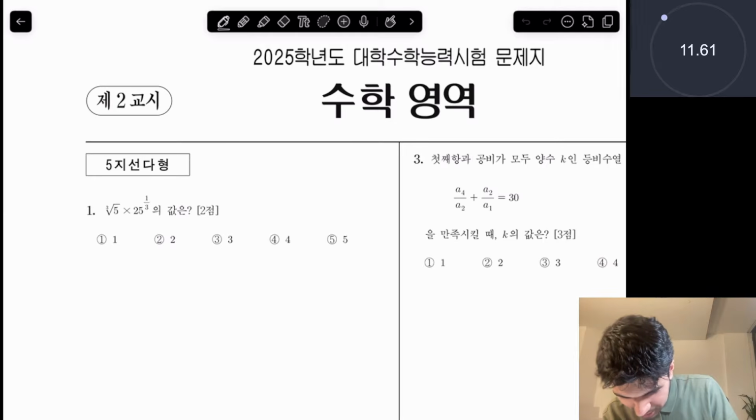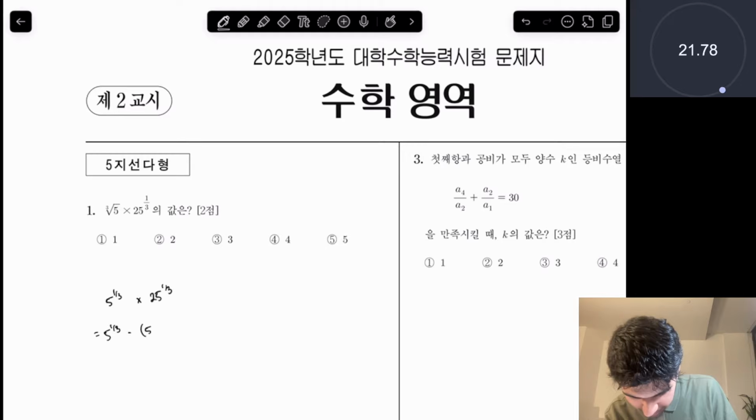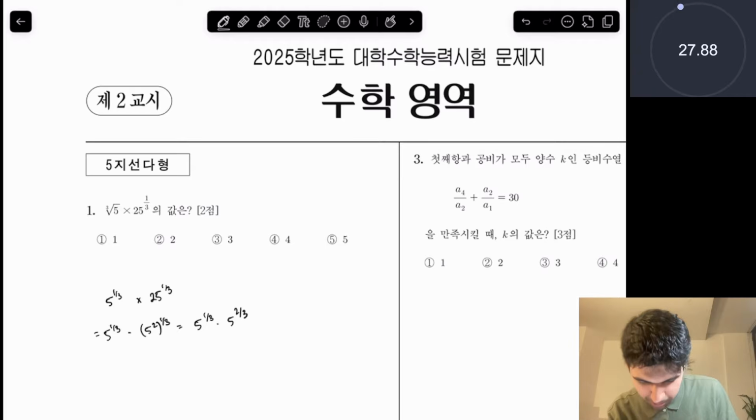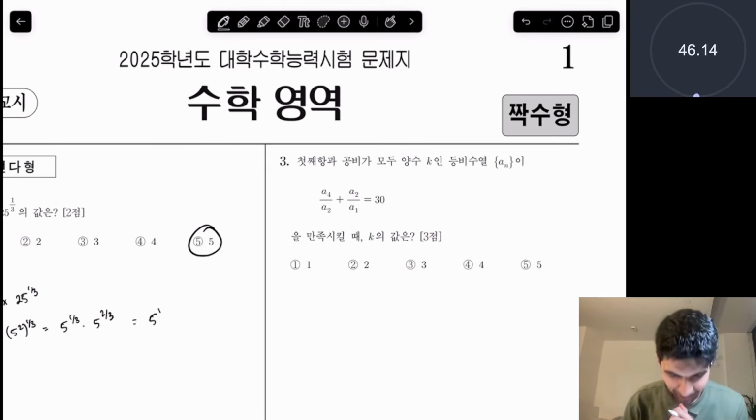So the cube root of 5 is like 5 to the 1/3, and then times 25 to the 1/3. This can be written as 5 to the 1/3 times 5 squared to the 1/3, which is just 5 to the 1/3 times 5 to the 2/3 by the power rule, or whatever it's called, and then you add the exponents, so it should equal 5. Okay.